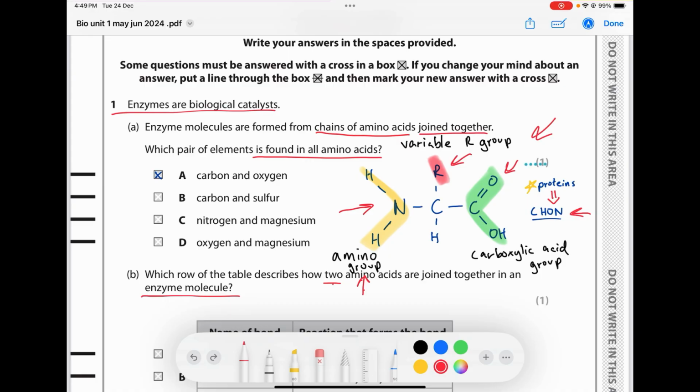Whenever I was studying for my exams, I made notes, and protein was always CHON, carbohydrates I think was CHO. One easy way to remember is that proteins have nitrogen. Compared to carbs and fats, protein is the only one that has nitrogen in it. So the answer here is going to be A, carbon and oxygen.